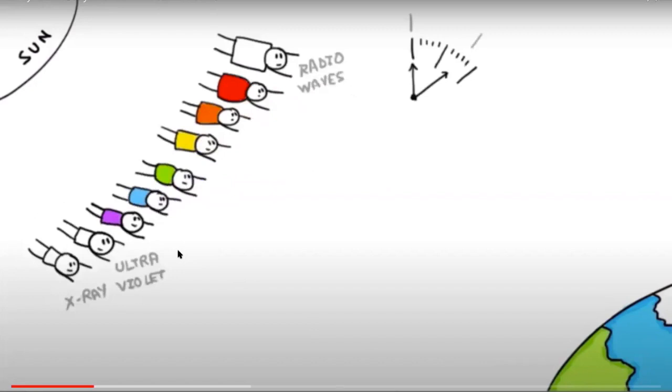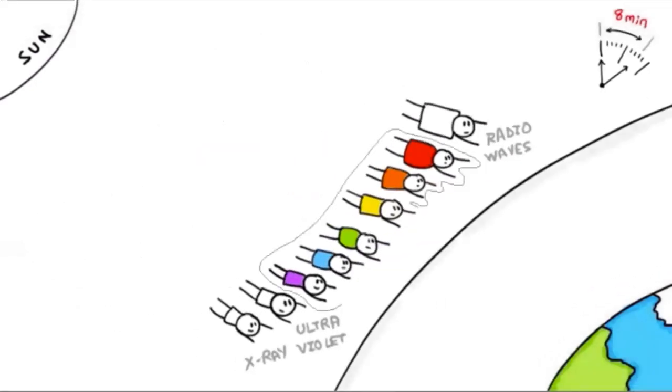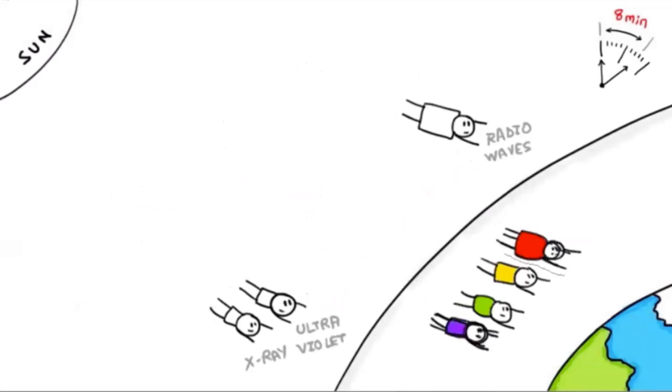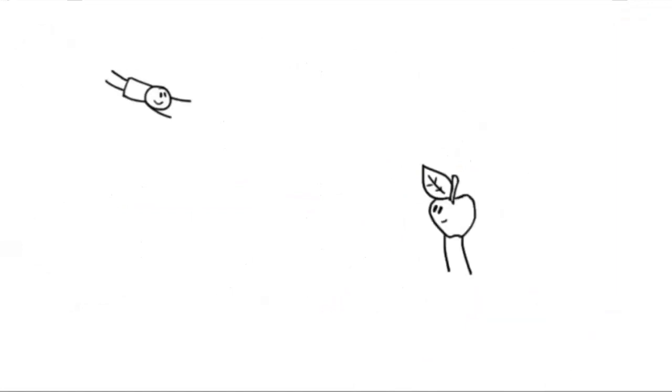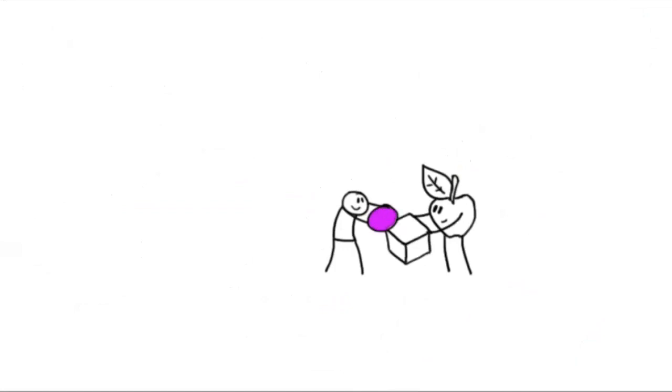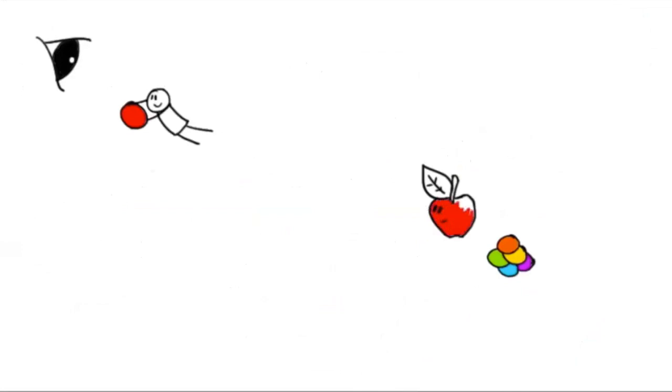Its 8-minute trip to Earth. The Earth's atmosphere will trim this beam into a narrow range of wavelengths, and that light appears white, a mixture of all the wavelengths from violet to red. When this sunlight hits an apple, the apple absorbs light with all the wavelengths except red, and this red light is reflected back, which makes the apple look red.